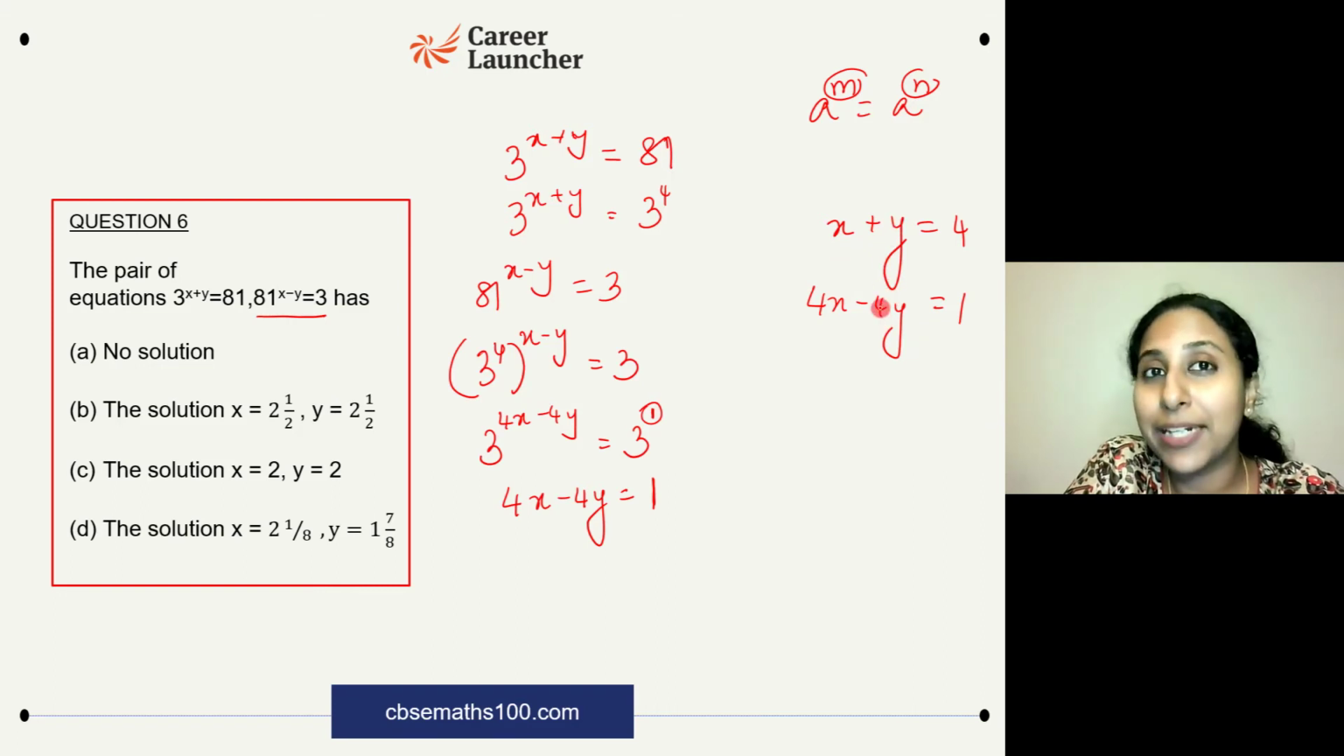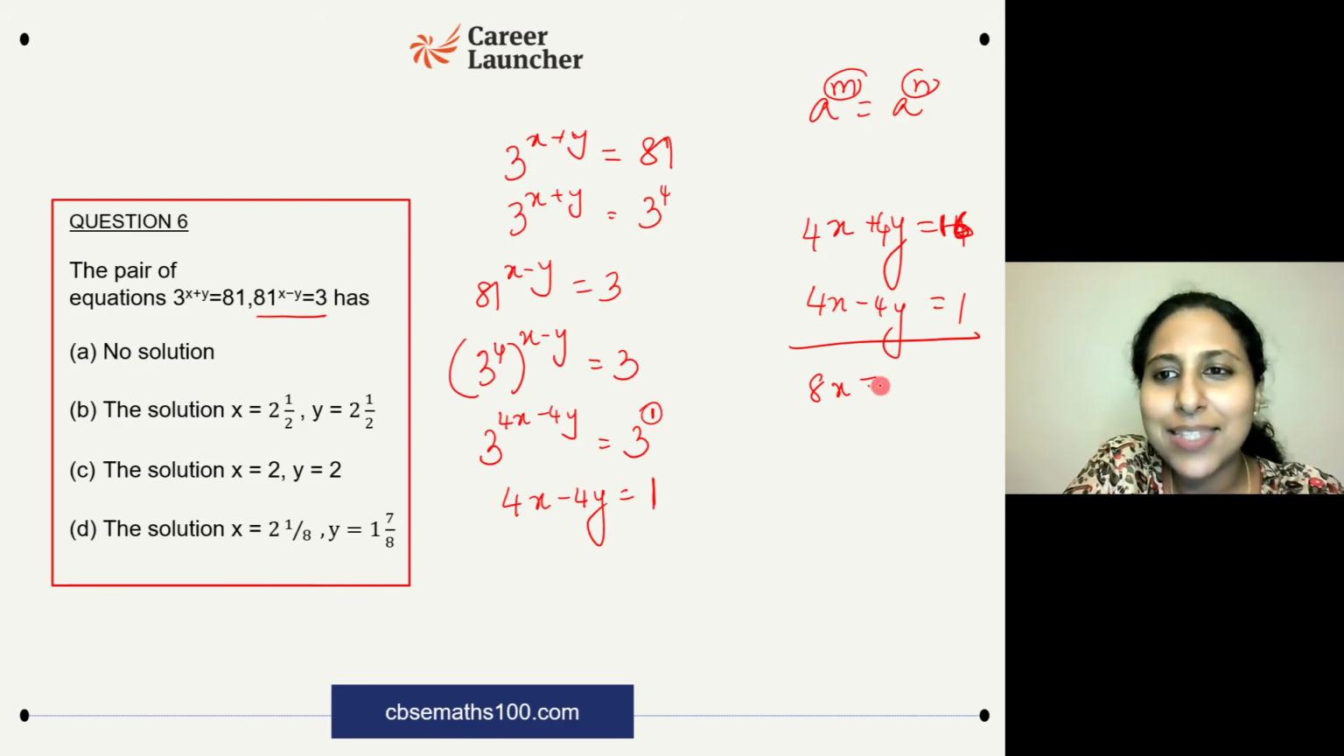So let's look at eliminating y. When we multiply this first equation by 4, you get 4x plus 4y is equal to 16. Add up both these equations now. When you're adding up, you have 4x plus 4x, which is 8x. 4y anyway cancels. This is equal to 17. Or x is equal to 17 by 8.